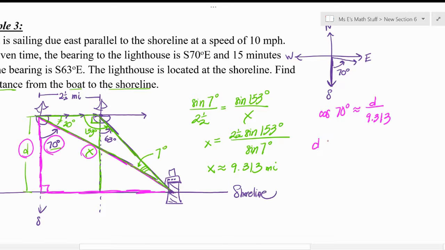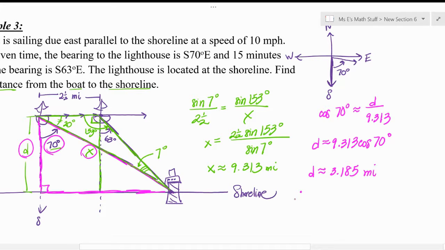One more move, and I've got D solved for. I'm just going to multiply both sides by 9.313. It actually is 9.31305788883, and probably more stuff after that, but I still have it sitting on my calculator, so I'm going to use that instead of typing in the rounded version. Then I end up with that distance being approximately 3.185. All right, my friends, so I could say miles there.